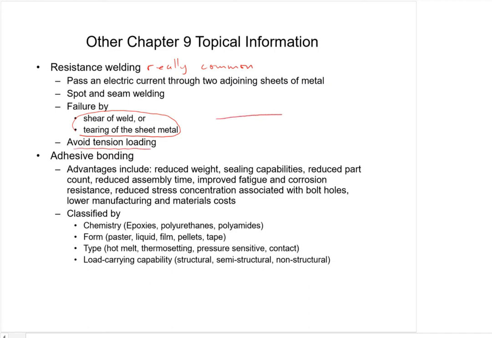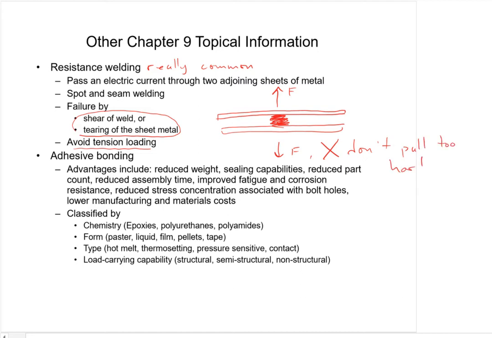So you have two thin sheets, usually thin sheets of metal, and you put an electrode on either side, and bzzz, it just fuses the two right there. And what you don't want to do is pull on that. Don't pull too hard. They do not like to be pulled apart like that. You'll rip the sheet metal.